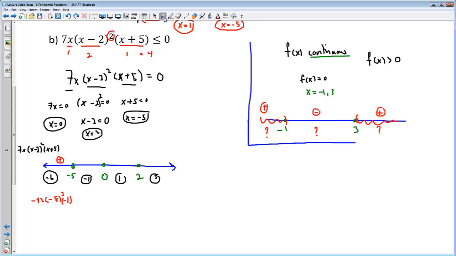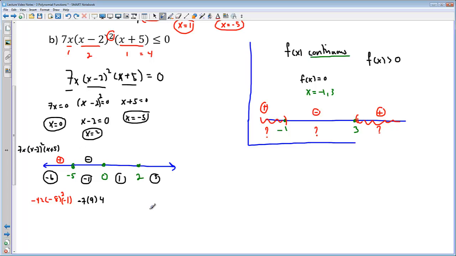So for negative 1, you have 7 times negative 1, which is just negative 7. And then I have negative 1 minus 2 squared, which is negative 3 squared, which is actually just 9. And then I have negative 1 plus 5, which is 4. And so I have a negative times positive stuff, so this must be negative.